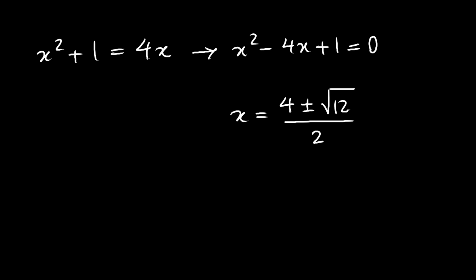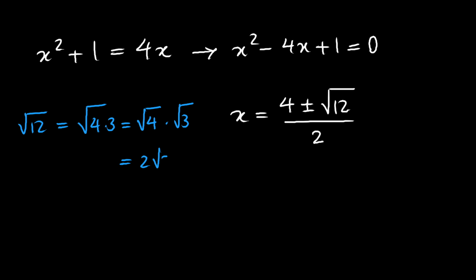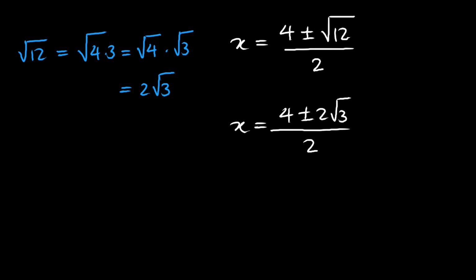Now notice that square root of 12 is equal to square root of 4 times 3, which equals square root of 4 times square root of 3, which equals 2 times square root 3. Therefore, x equals 4 plus or minus 2 times root 3 divided by 2, which we can simplify by dividing both the top and the bottom by 2. So we're going to have x equals 2 plus or minus root 3.